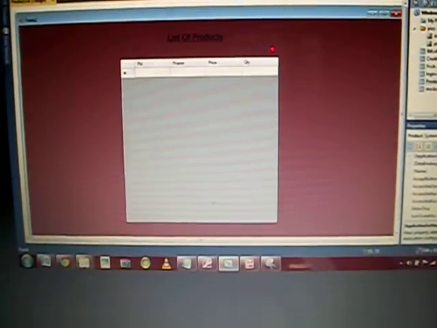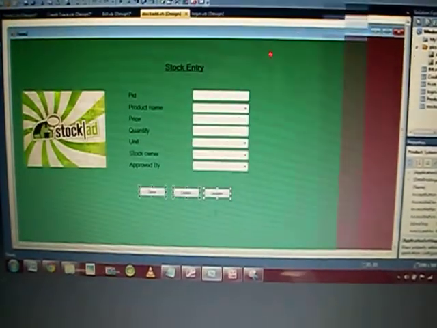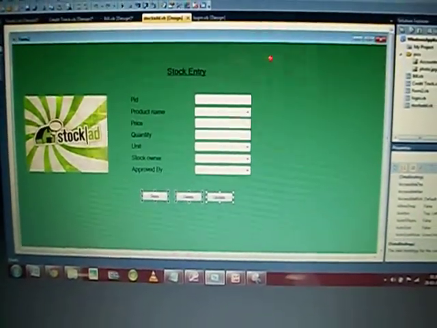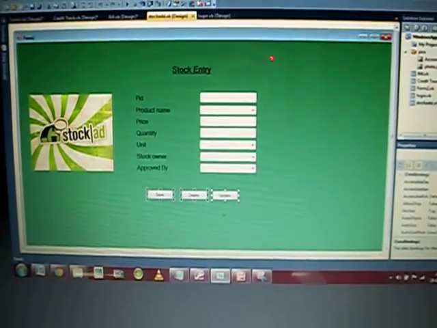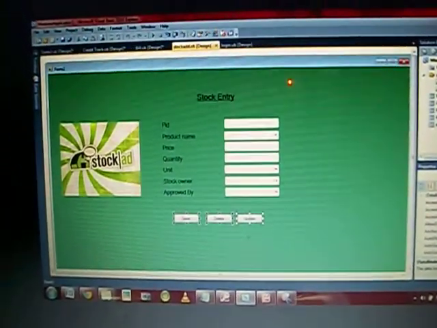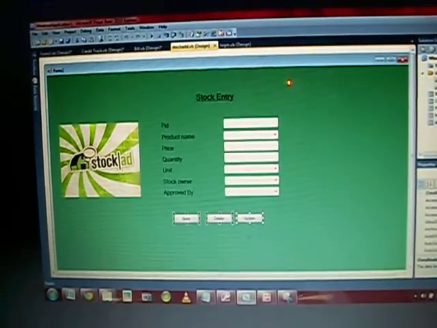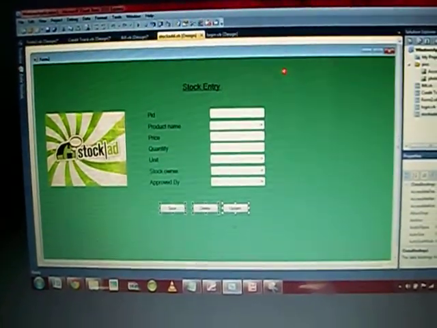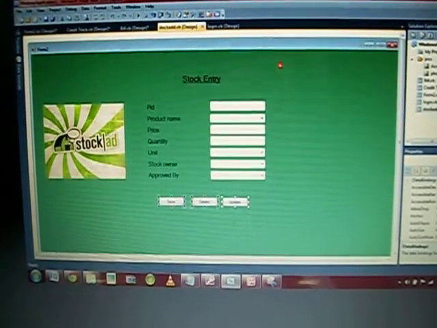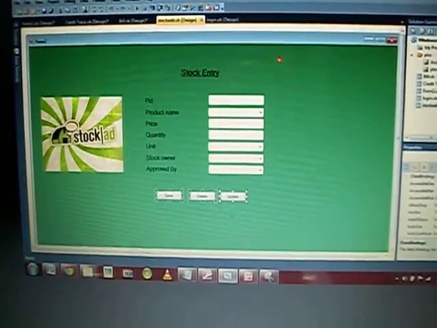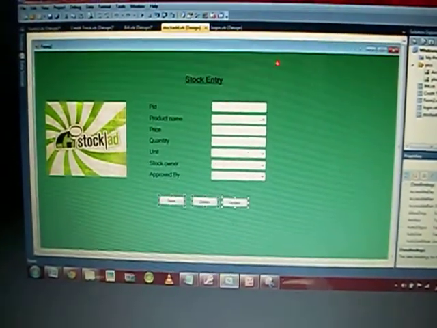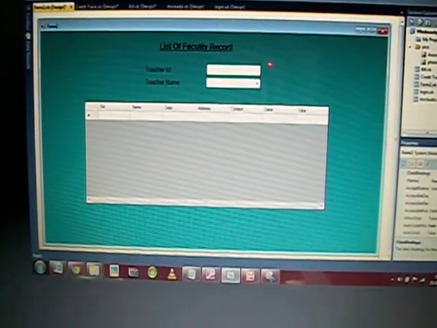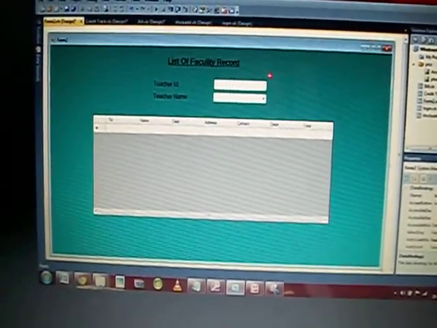This field consists of the list of products that are currently available in the canteen. This is the stock entry in which the canteen owner can fill in the details of the product name, price, quantity, units, stock owner, and approved by, and save in the details so that whenever a person opens this website, he or she can view the number of stocks available in the list.